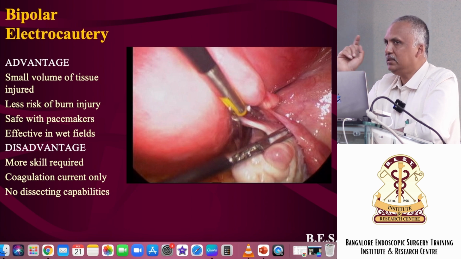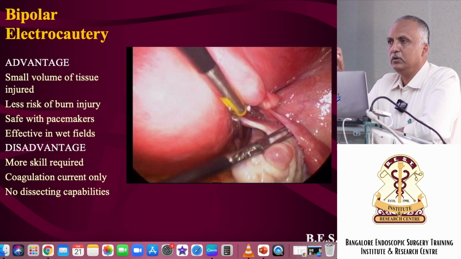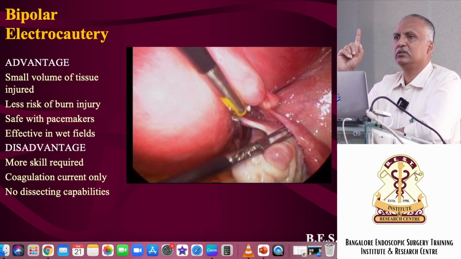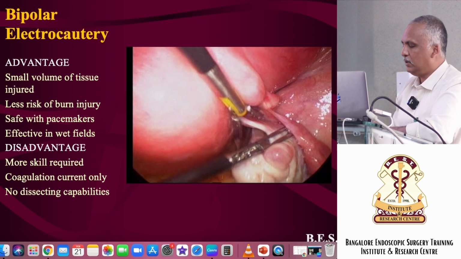So always remember, you are operating on an inflamed tissue, you are using monopolar diathermy, there is bleeding, you are not able to control it. It is bleeding more. Every time you apply monopolar, it bleeds more. Immediately change over to bipolar and you can stop it. So this you must remember.